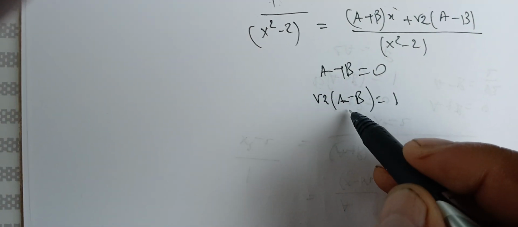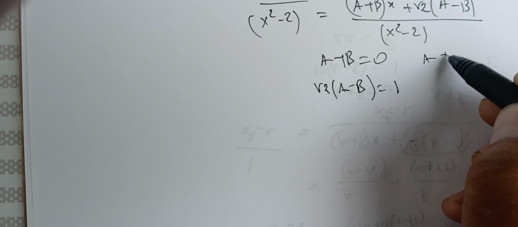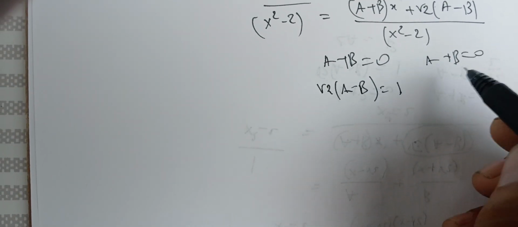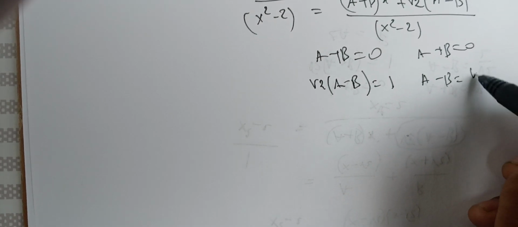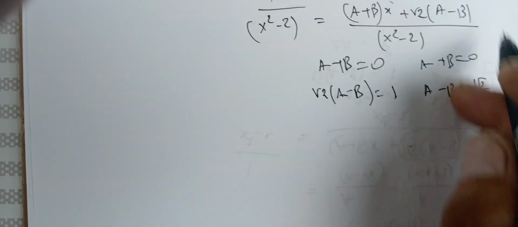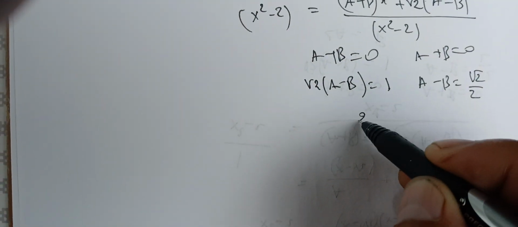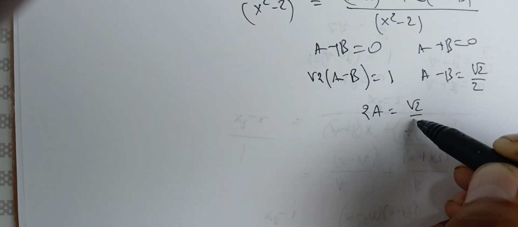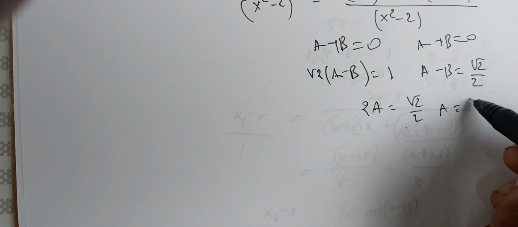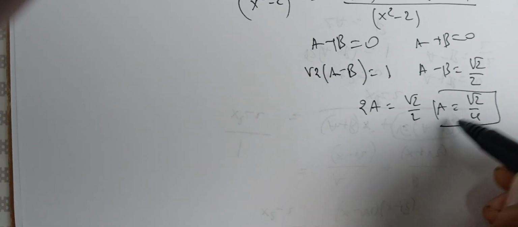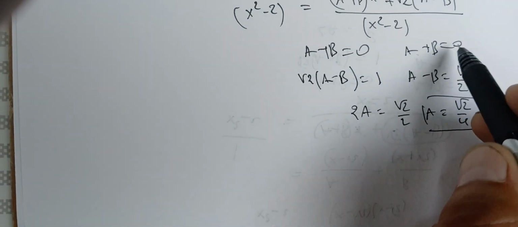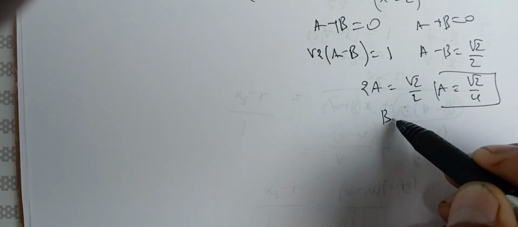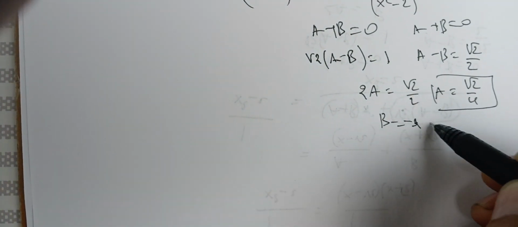Okay, if we divide here by square root of 2, on the top we still have a plus b equals 0. And here we're going to have a minus b is 1 over square root of 2, which is square root of 2 over 2. If we add these two equations, we get 2a is square root of 2 over 2, and I get a is square root of 2 over 4. And from here, I get the b, because this equation, a plus b is 0, gives me b is minus a. Minus a, that means minus square root of 2 over 4.